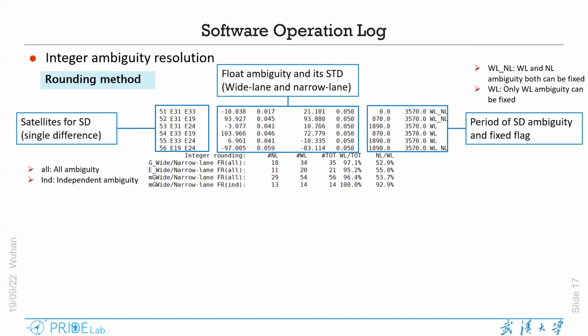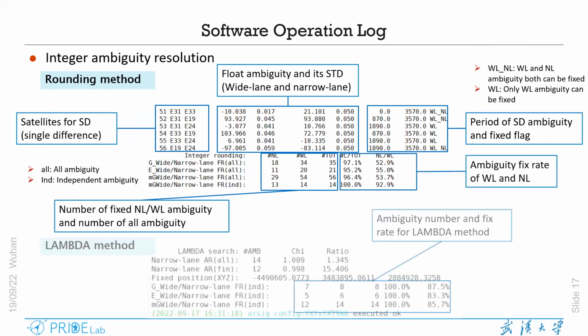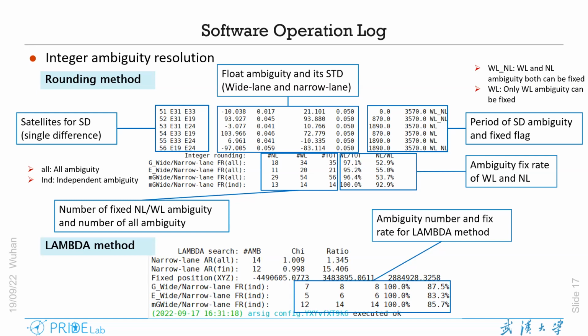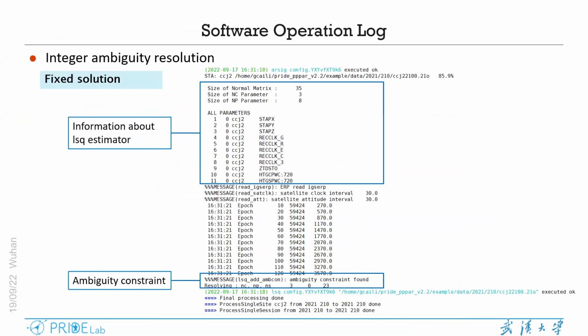The integer rounding part is the fixed rate of the rounding method, including the number of fixed narrow line ambiguities, the number of fixed wide line ambiguities, and the number of all single difference ambiguities. If the ambiguity resolution method is the lambda method, async will also output ambiguity resolution information about the lambda method. After the async run is completed, the fixed solution is available in the next LSQ.